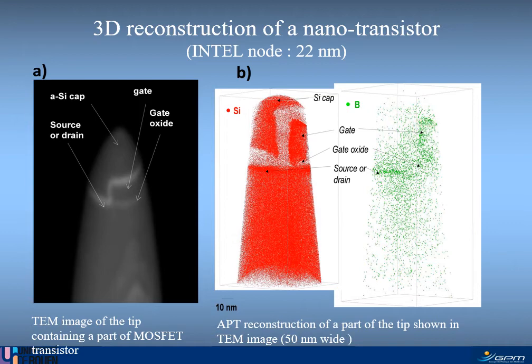close to the source, and here you've got also boron in the gate region. I don't want to go into the detail, but I simply want to show you that you can make correlative investigation using both TEM, transmission electron microscopy, and atom probe tomography.